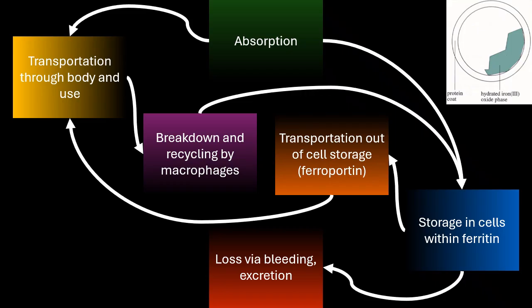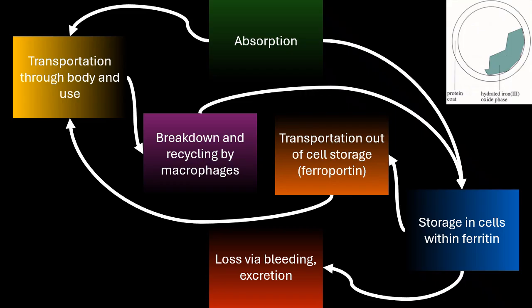From storage, it can be transported out of storage. Now, interestingly, there is only one molecule known to be able to transport iron out of storage, and that's called ferroportin. That's important later on, but for now, after being transported out of cell storage, it can be used. After the iron has been used in cells and the cells become senescent or disused, then the cells can be broken down by macrophages and the iron within them can be recycled to be stored again or used.